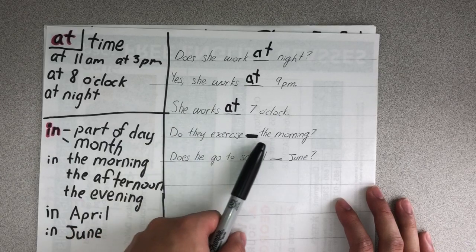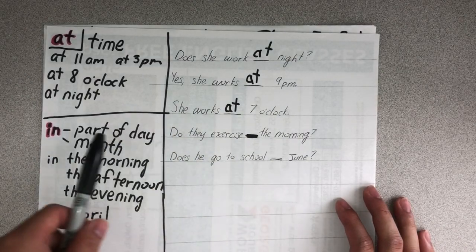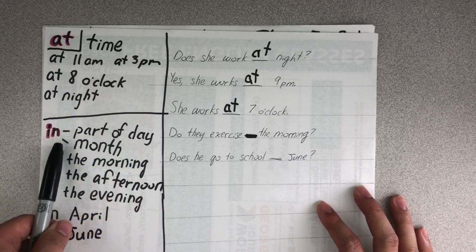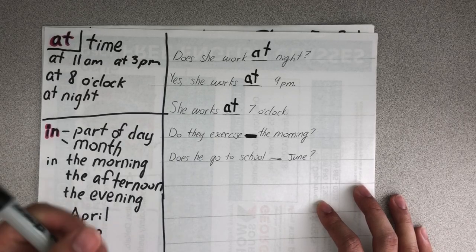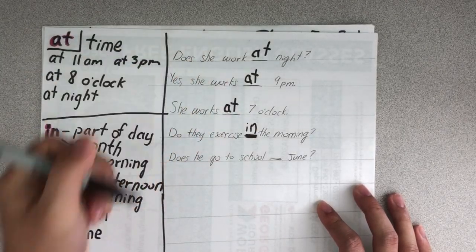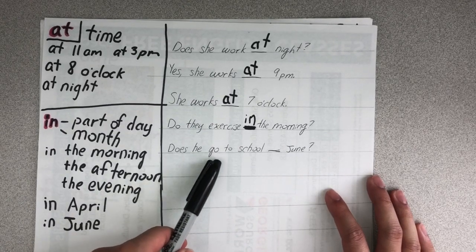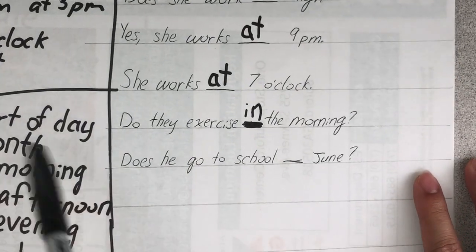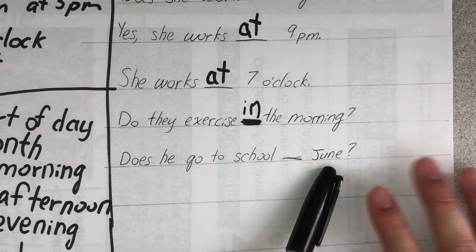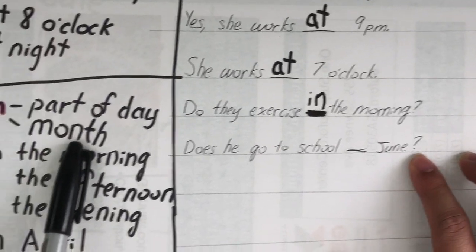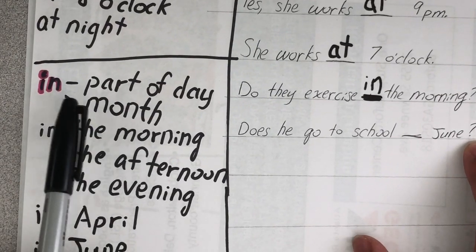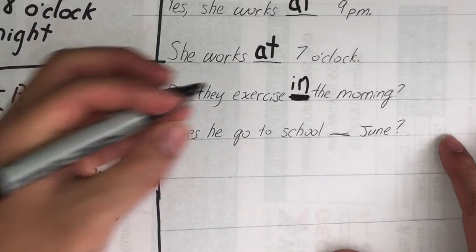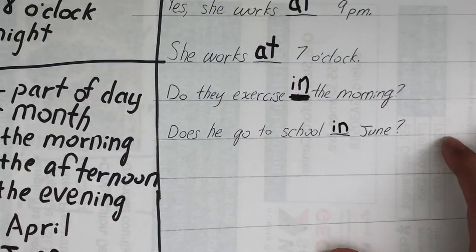Do they exercise in the morning? The morning is part of the day, not night, the day. So we say in the morning. Does he go to school in June? June is a month. So with month, we use in. In April, in June. Does he go to school in June?